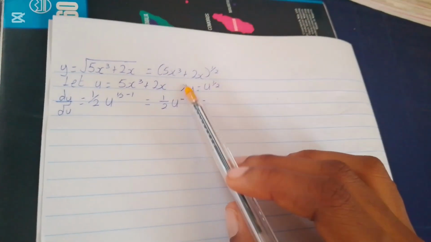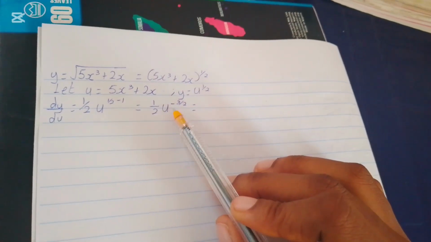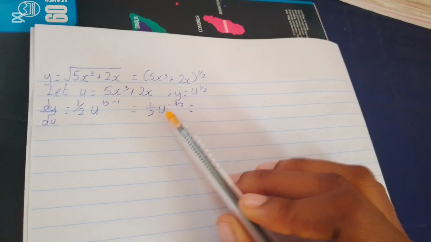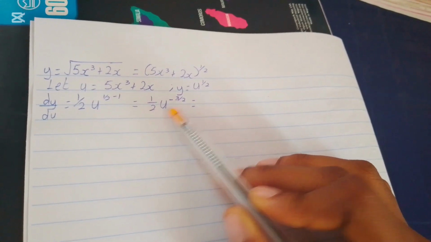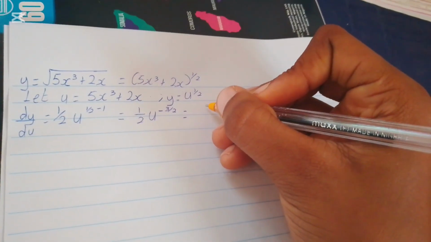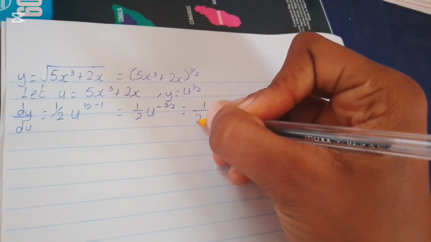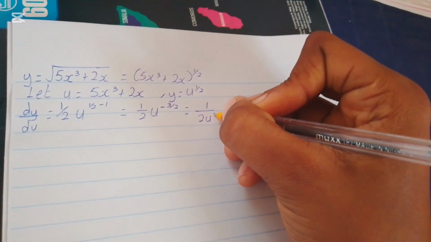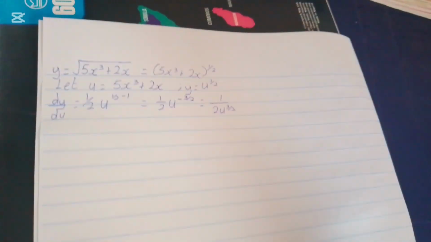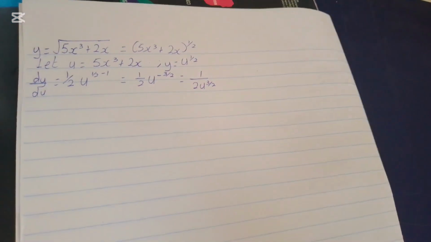Now, if you apply your laws of indices, if you have a negative power, your function, which is in this case u, will have to go down. So if you rewrite this using laws of indices, this will be 1 over 2u to the power of 3 over 2. This is dy by du.